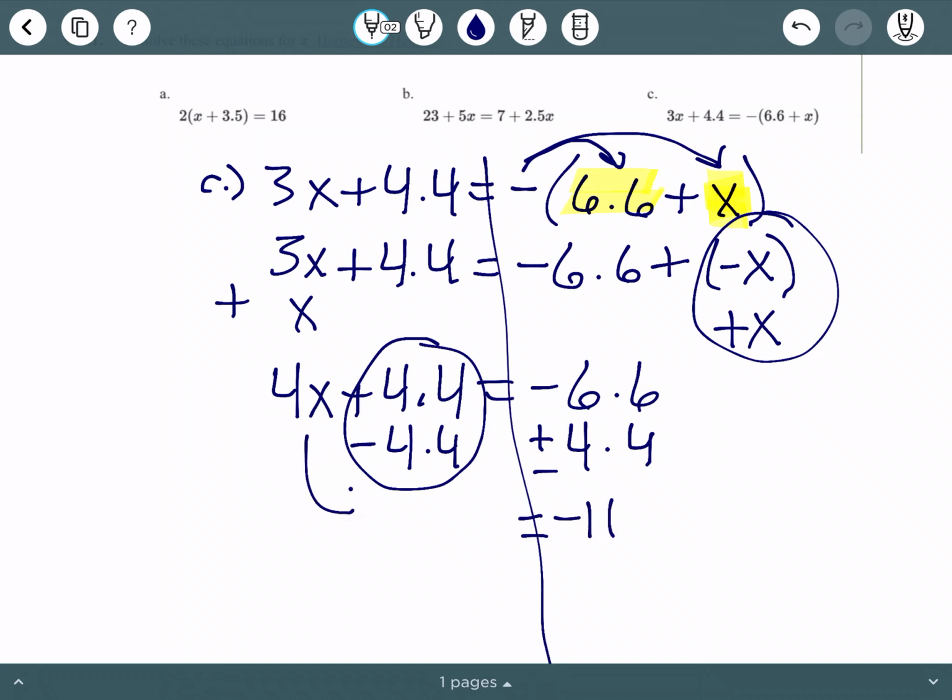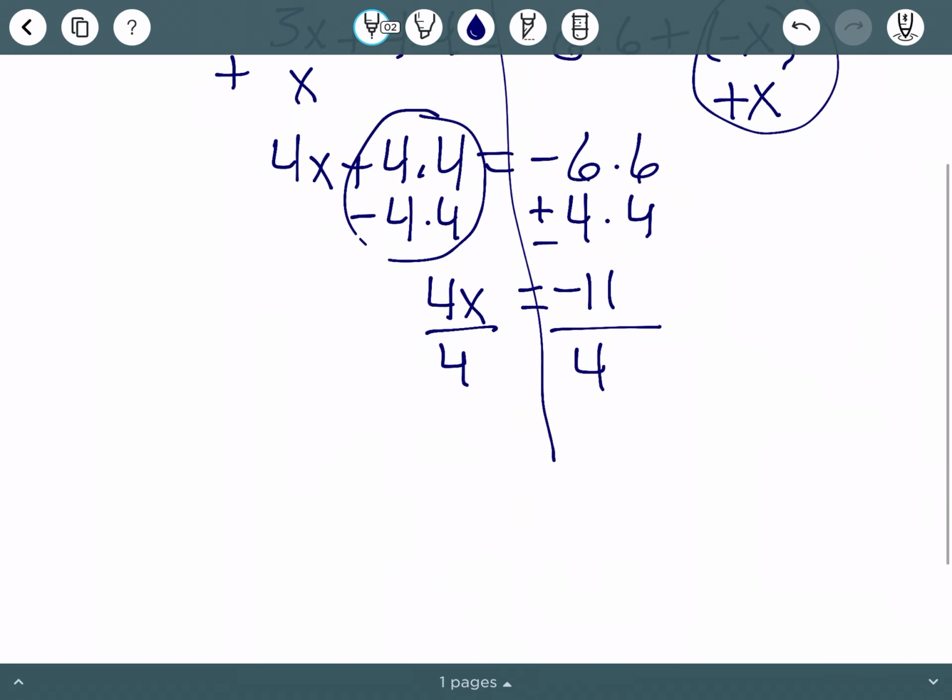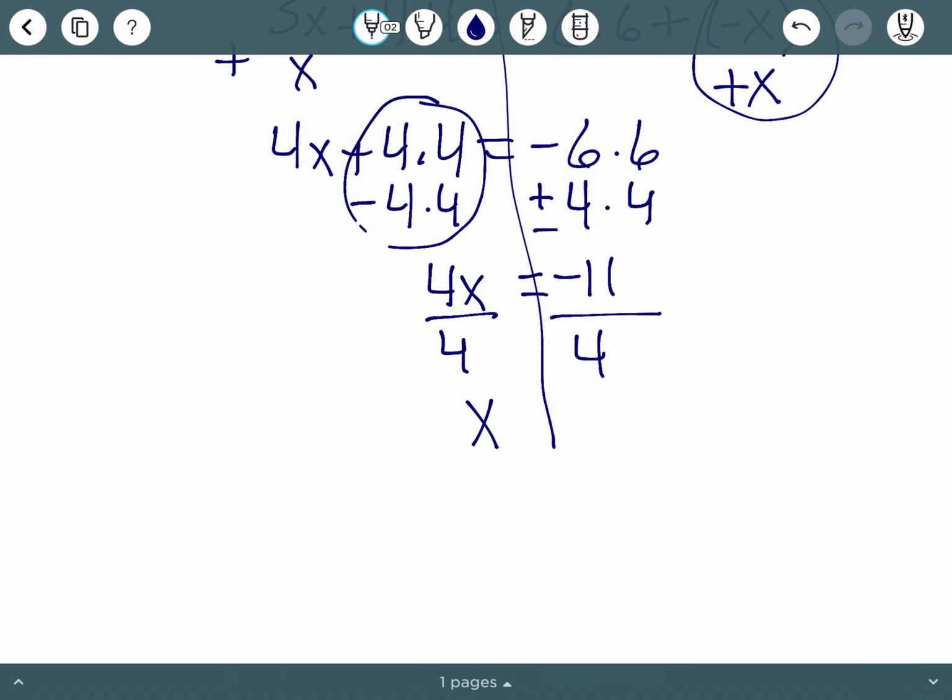And then we can bring down our 4x. So we have 4x equals negative 11. To get that x by itself, we will divide by 4. Same on the other side. And when we do negative 11 divided by 4, we should get x equals negative 2.75.